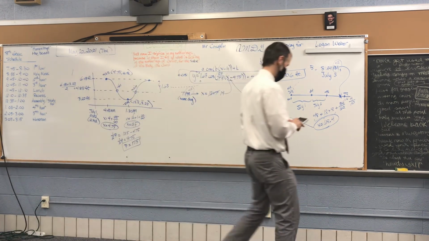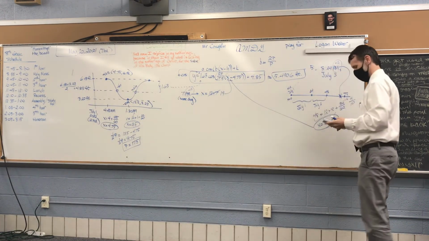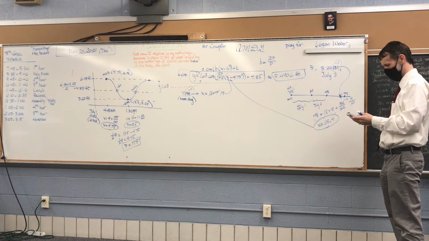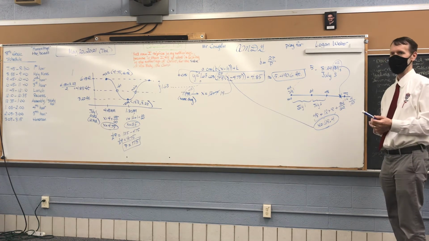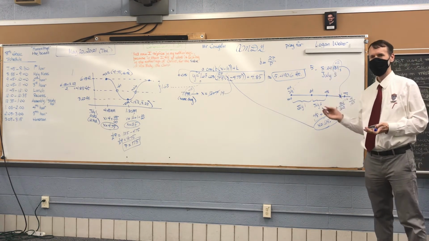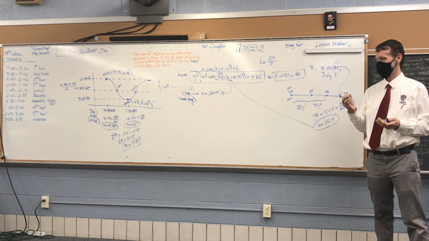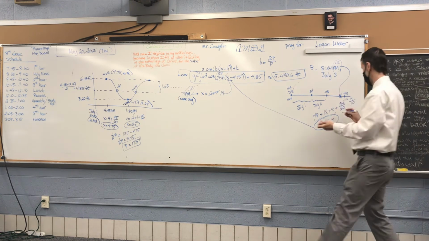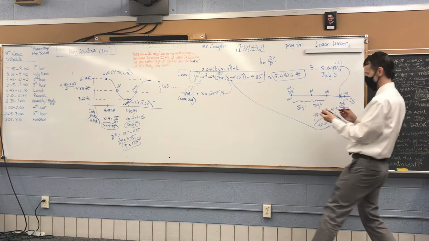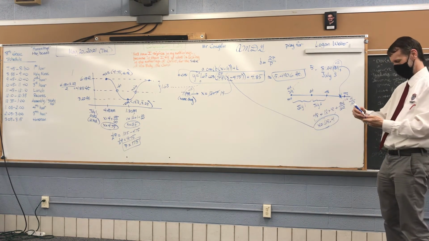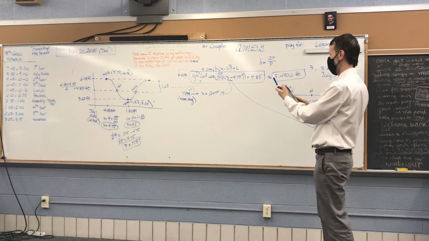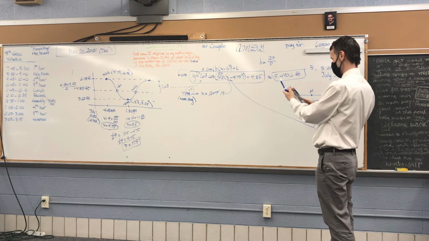So let me see what we got. 68.4. Who's got it? Who's feeling brave or reckless? Hang on just a second. 1.63. I want to make sure I didn't do a typo. How does that do that math?